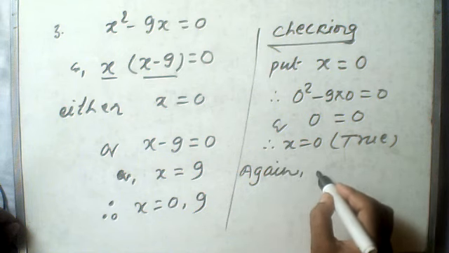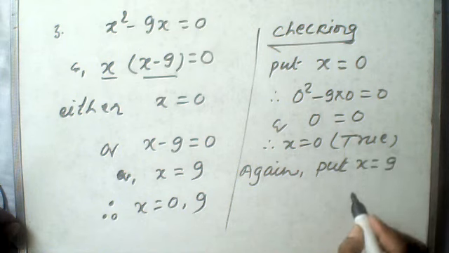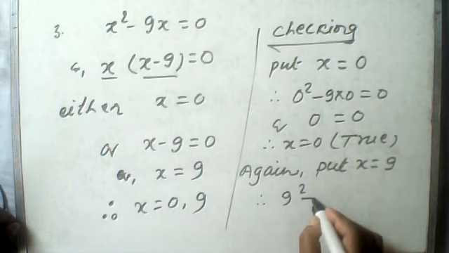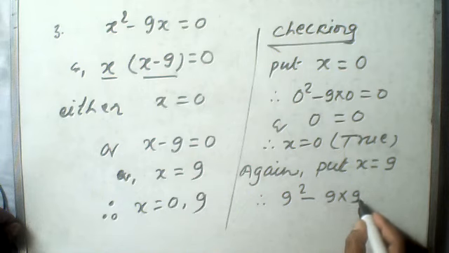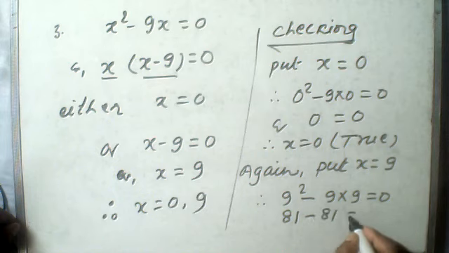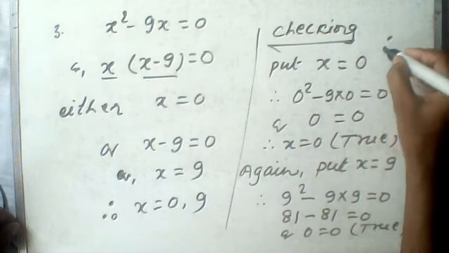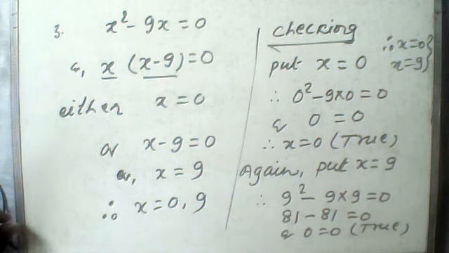Again, we can check the other solution. Put x is equal to 9 in this. Therefore, this is 9 square minus 9 times 9, 9 into 9, is equal to 0. So this is 81 minus 81 is equal to 0, or 0 is equal to 0. This is also true. So we have the two values. Therefore, finally after this we write, x is equal to 0 and x is equal to 9. These two are the solutions.